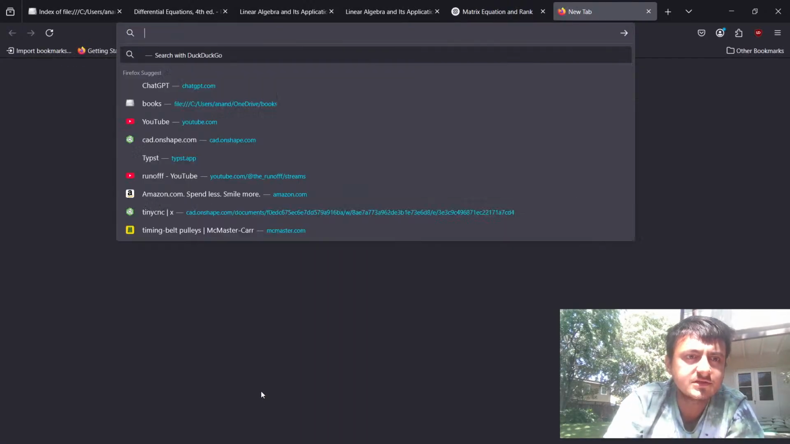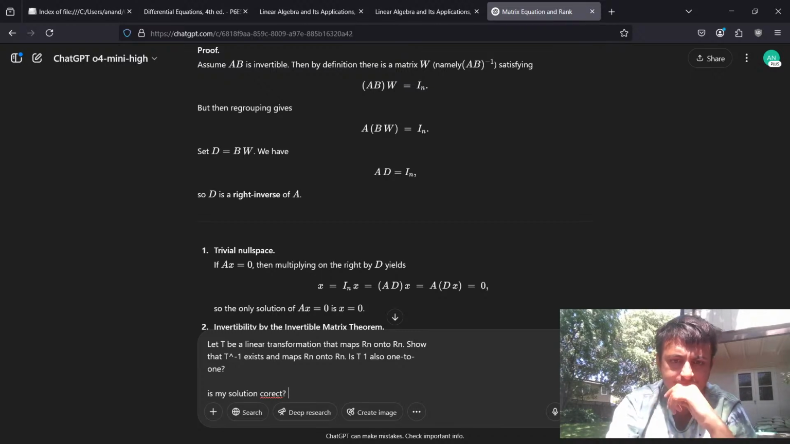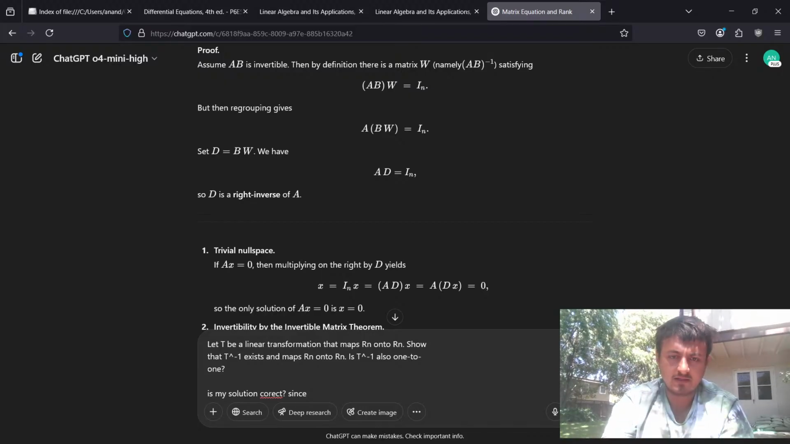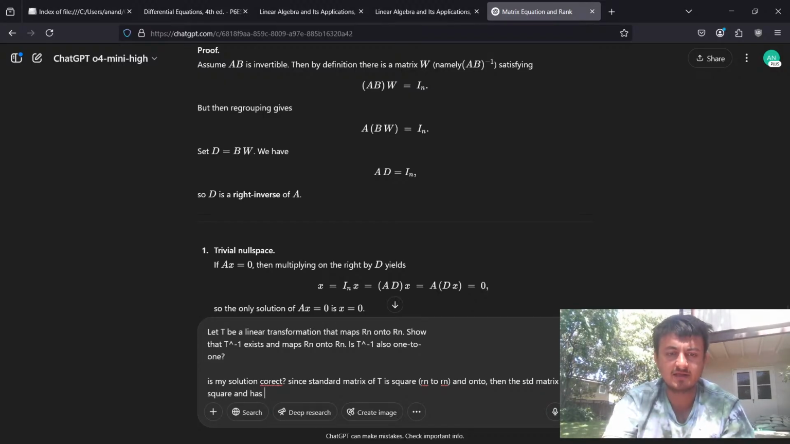Is this a special character, or is this literally just a space? So my solution is, since the standard matrix of T is square, Rn to Rn, and onto, then the standard matrix A is square and has n pivots, therefore it's invertible.